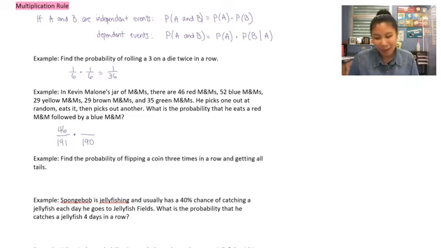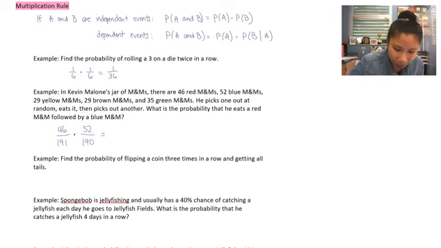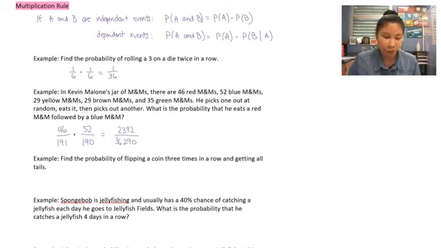Okay, so then out of 190 now, we're looking for blue M&Ms. There are 29 of them. Oh no, blue is 52. Okay, multiplying this together gives me these giant numbers. 2392 over 36290.